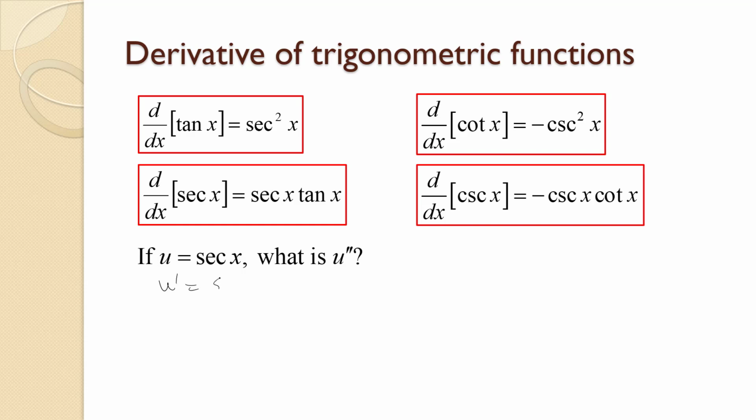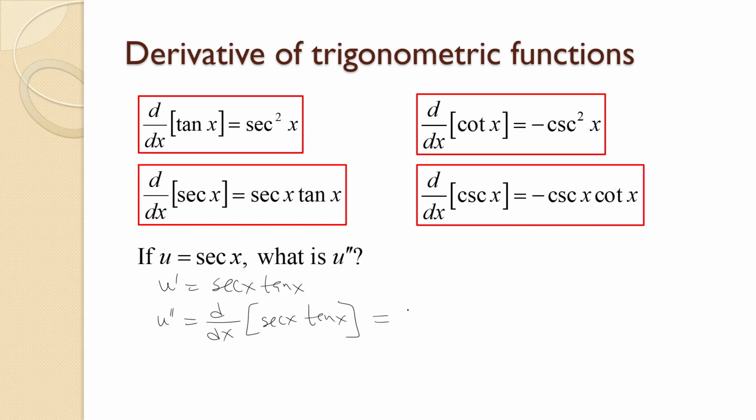It's just the derivative of secant, which we now know is secant of x tangent of x. So if I want the second derivative, I need the derivative of the derivative. So I take the derivative of the secant of x tangent of x. That will require a product rule.